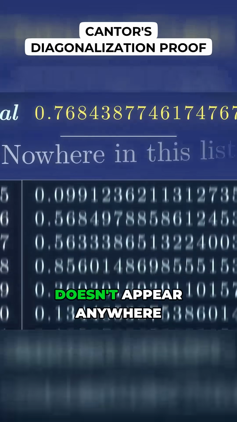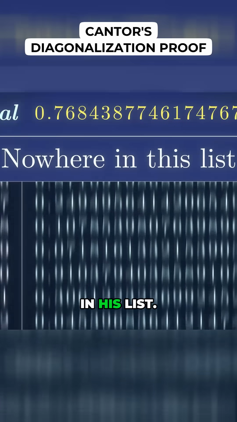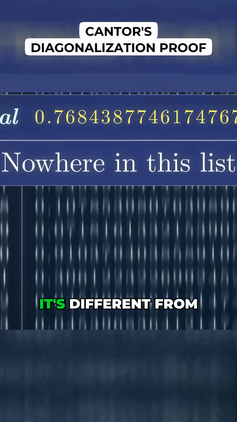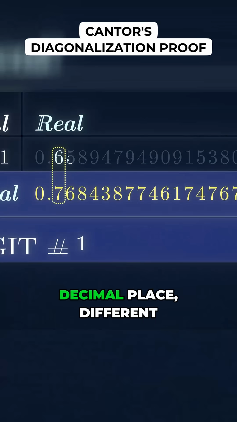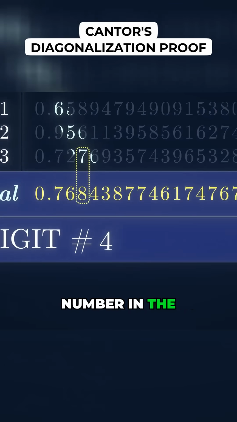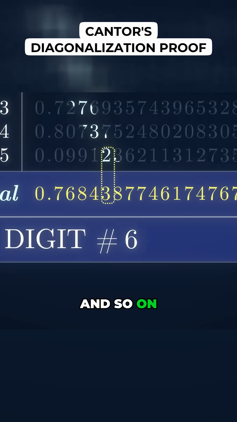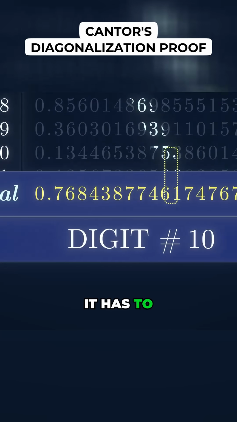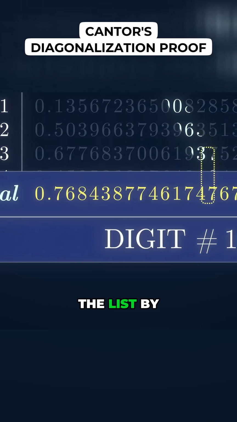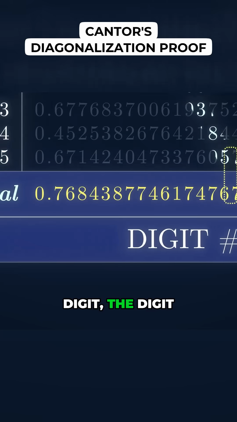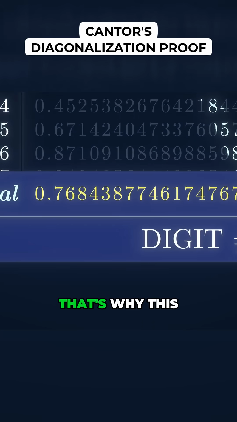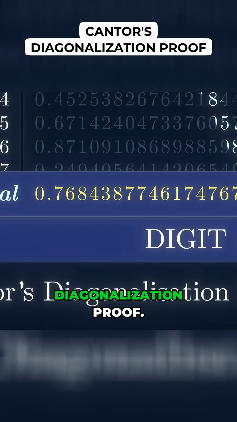But that number doesn't appear anywhere in his list. It's different from the first number in the first decimal place, different from the second number in the second decimal place, and so on down the line. It has to be different from every number on the list by at least 1 digit, the digit on the diagonal. That's why this is called Cantor's diagonalization proof.